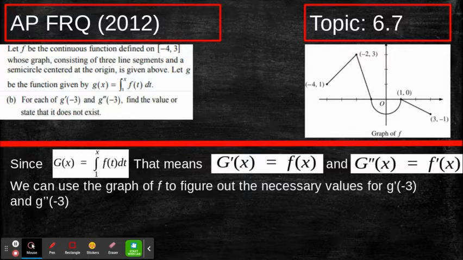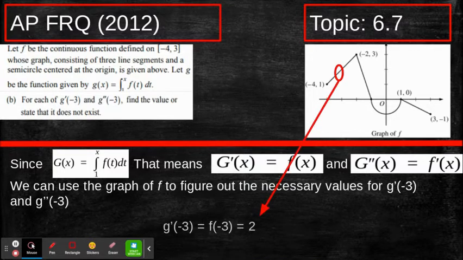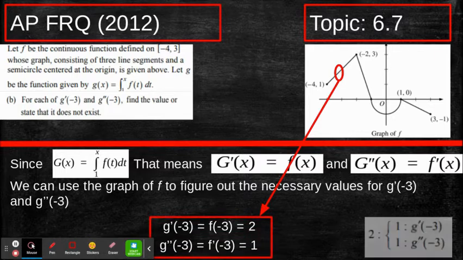So now we can use the graph of f to figure out the necessary values for g prime of -3 and g double prime of -3 by looking at the graph in the top right. Trying to find g prime of -3, that's just f of -3, and that is 2. And then g double prime of -3 is just f prime of -3. So we look at the slope where x equals -3, and the slope there is 1. That will give us our final answer, and we would be granted the 2 full points for solving that.